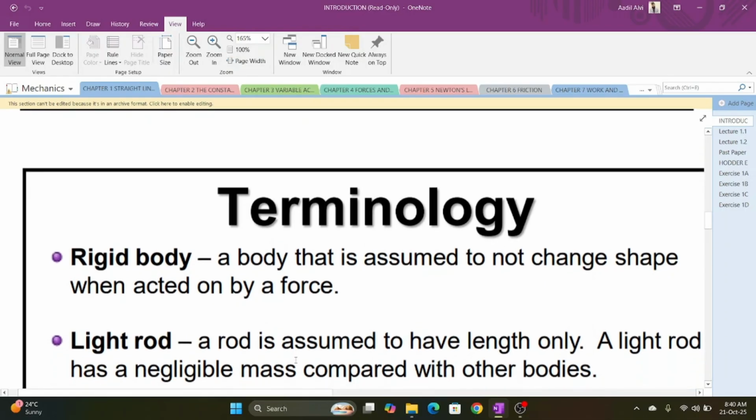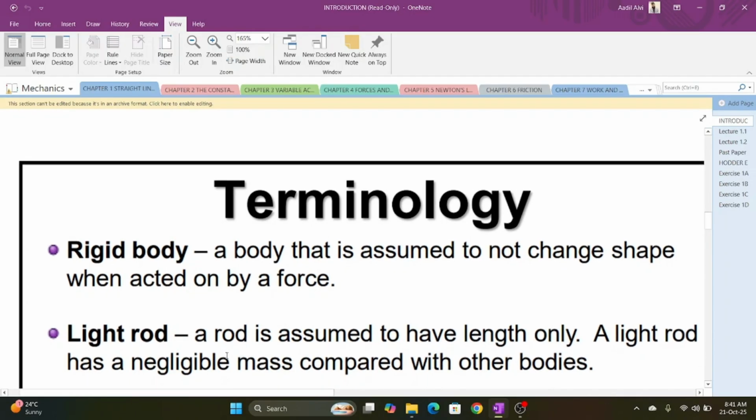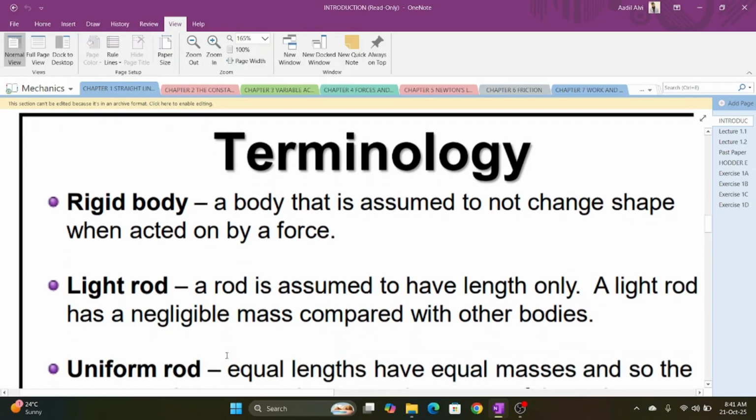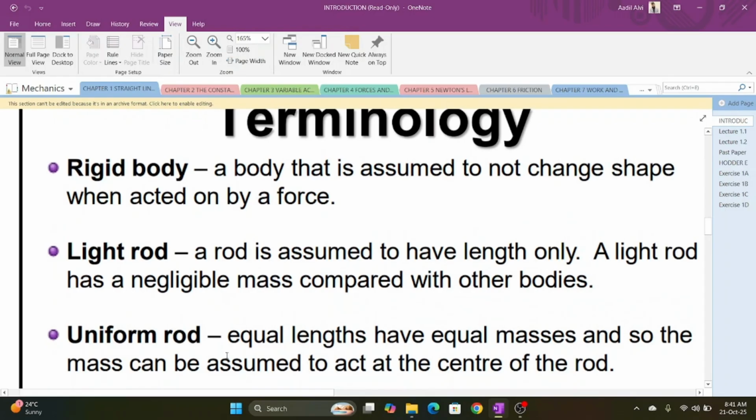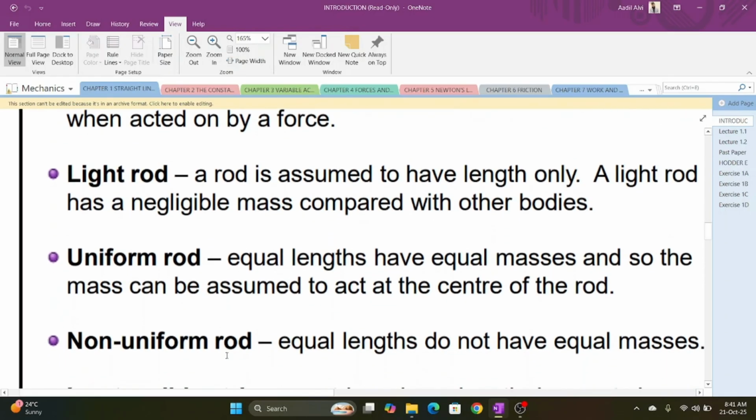Then we have a light rod. Light, basically in terms of mass, it tells you that the rod is so light that you can simply ignore the mass of the rod. Okay, so we only assume that it has a certain length, and we say that it is so light in mass that you can simply ignore it. Then a uniform rod. Now there are two types of objects: one we can say a uniform object and the other is non-uniform.